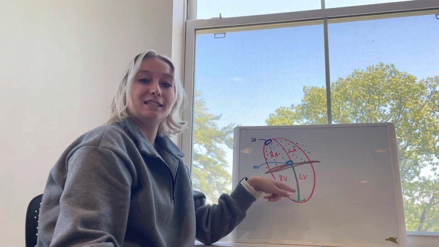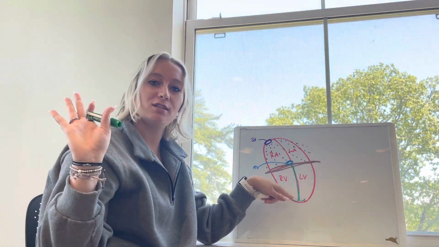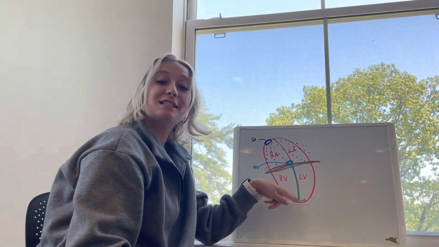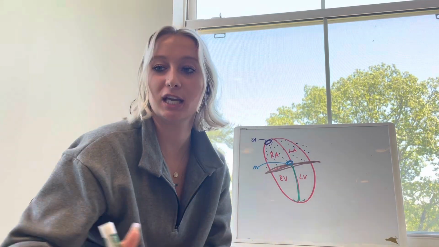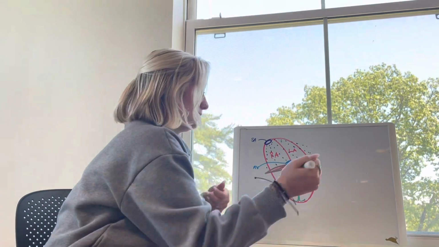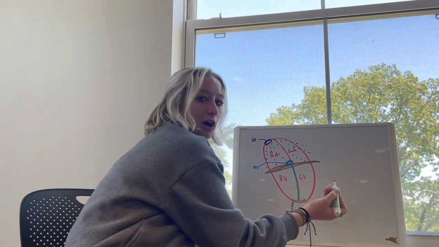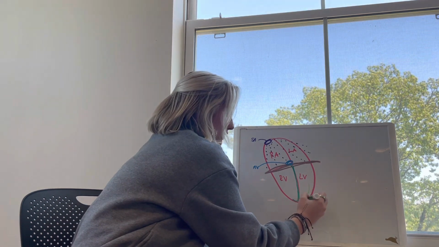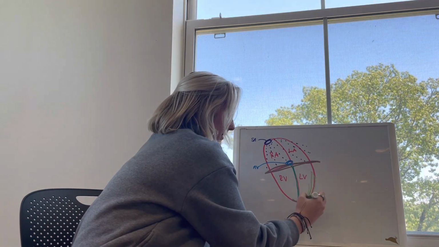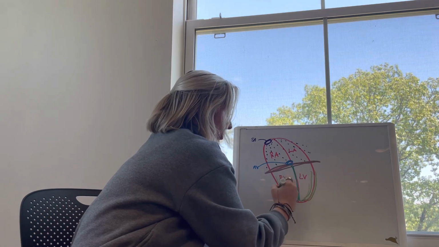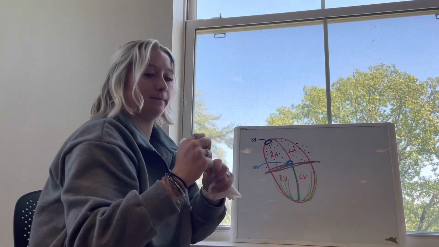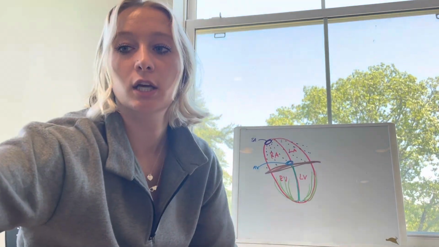So once it's being sent down, it's going to go from your bundle branches to your Purkinje fibers. And your Purkinje fibers kind of like hug your heart from how they are. They kind of just spread out like this, just everywhere. All right, just like that.